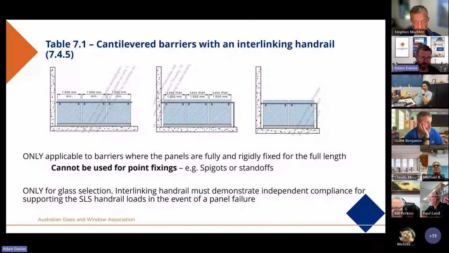So this guidance on 3 panels that are 1 metre wide, that you don't need a termination, or if there's 3 panels and it's under 1 metre wide, then the handrail must terminate, and so on. That really is only applicable and relevant for glass selection. So there is always the requirement to independently verify the handrail performance. Now, I will speak about that in a couple of slides and show you also why some of the handrail types that are used don't satisfy the criteria for interlinking handrails.